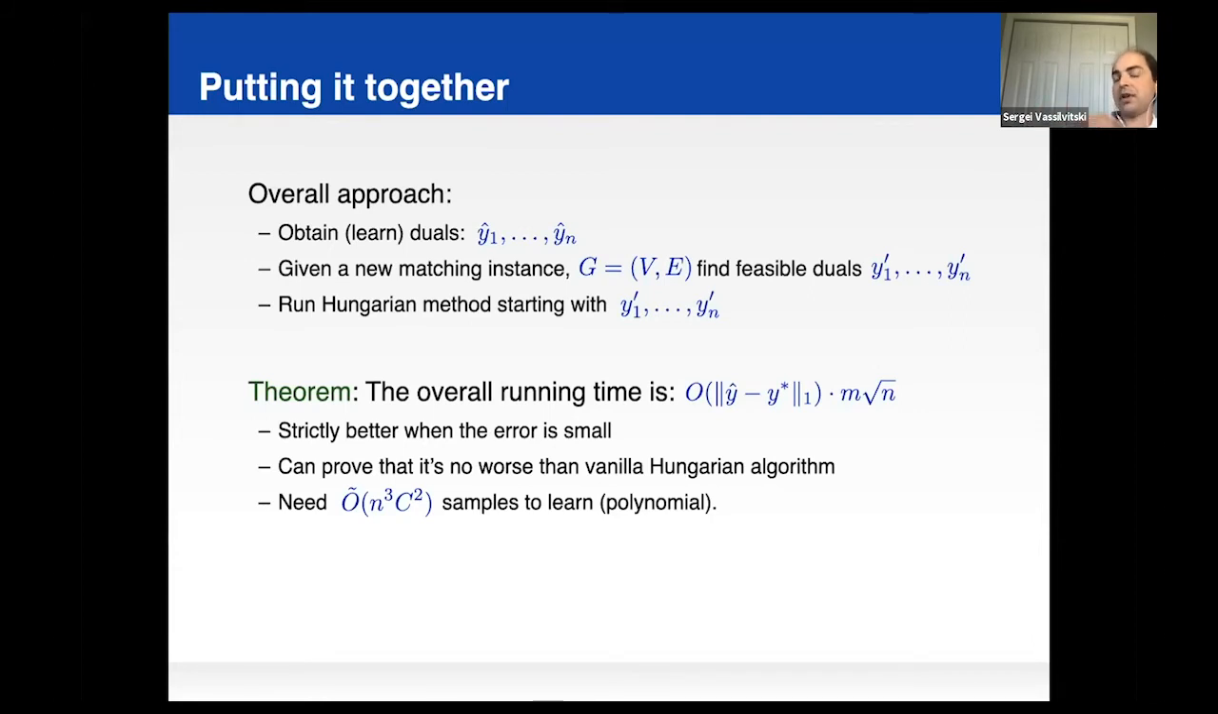When the error is large, what am I doing? I'm running the Hungarian algorithm over it. And so in the worst case, I'm going to start with all zeros. And so it's no worse than not taking your predictions into account.